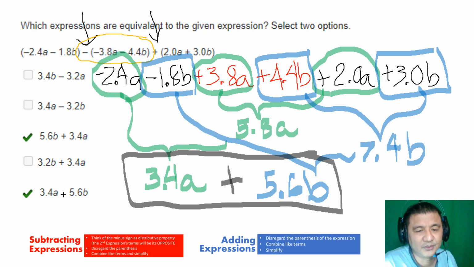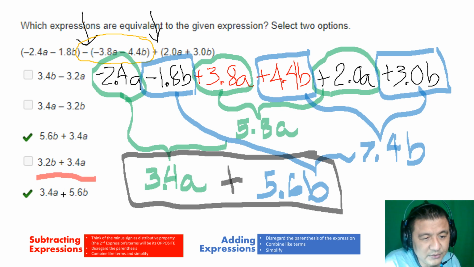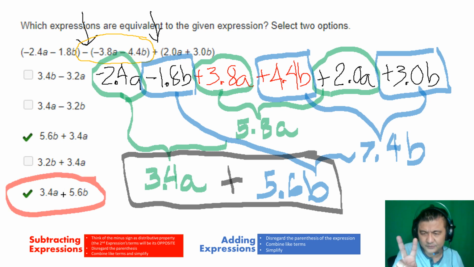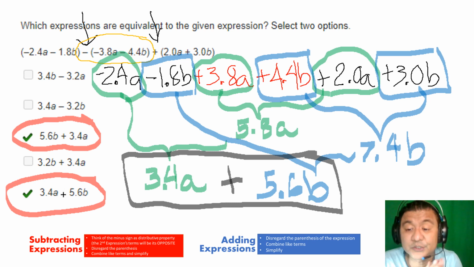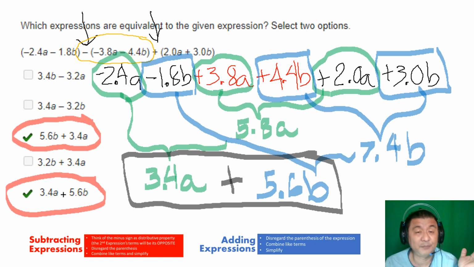All right. So which is the correct answer? The correct answer is obviously this one. Can I reverse it? Yes, I can reverse it. What property is that? That's called commutative property. It's the same thing. All right, so that's how you do it. How to add and subtract expressions. So that's our Rampage math for today.